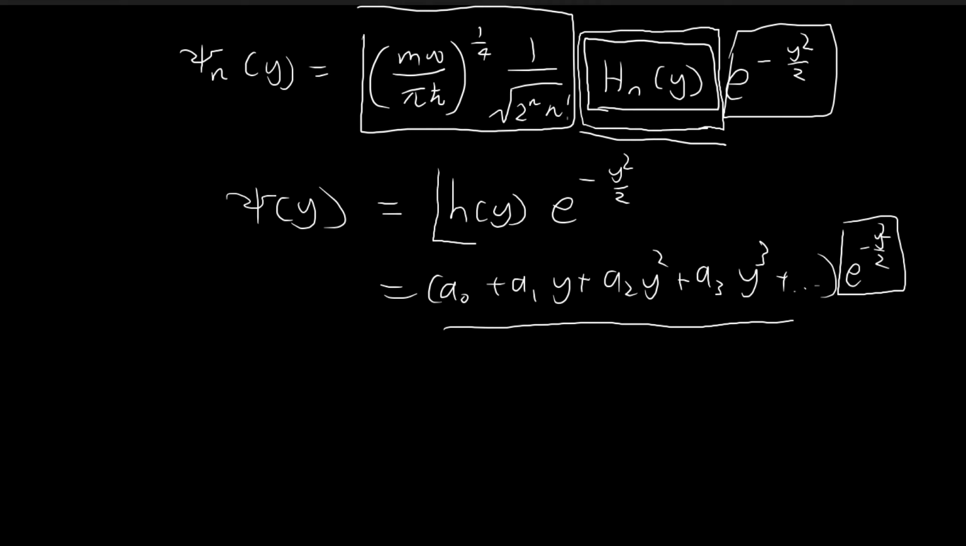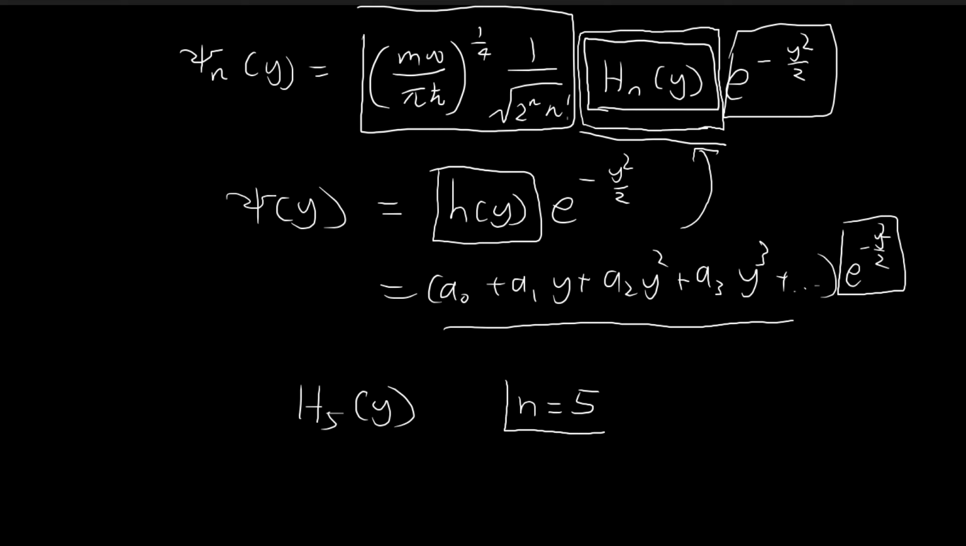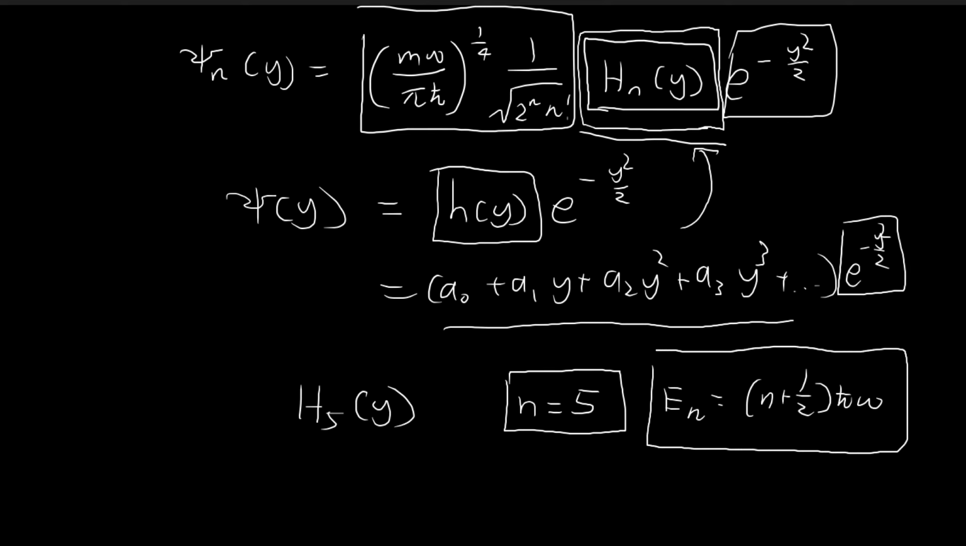So if we can figure out what h of y should be, then we would be able to deduce what the Hermite polynomial should be. In this case, we're going to first focus on h5 of y. This corresponds to the case where n is equal to 5. And when I say the case where n is equal to 5, that corresponds to the case where the energy level, as given by this expression, is the case where you substitute n equal to 5 into this expression.